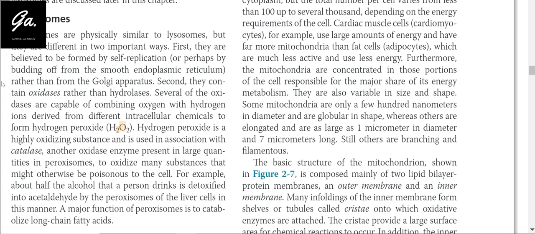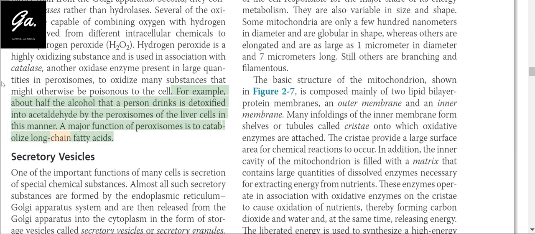H2O2. Hydrogen peroxide is a highly oxidizing substance and is used in association with catalase, another oxidase enzyme present in large quantities in peroxisomes, to oxidize many substances that might otherwise be poisonous to the cell. For example, about half the alcohol that a person drinks is detoxified into acetaldehyde by the peroxisomes of the liver cells in this manner. A major function of peroxisomes is to catabolize long-chain fatty acids.